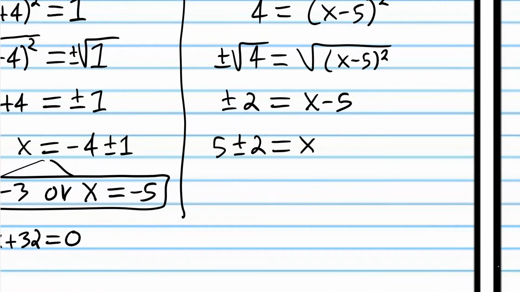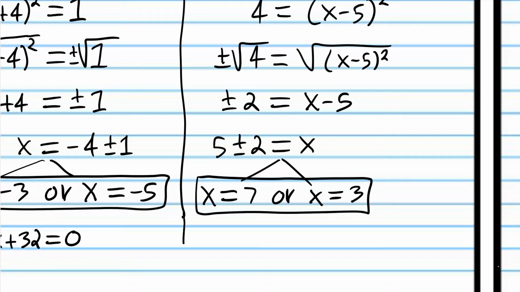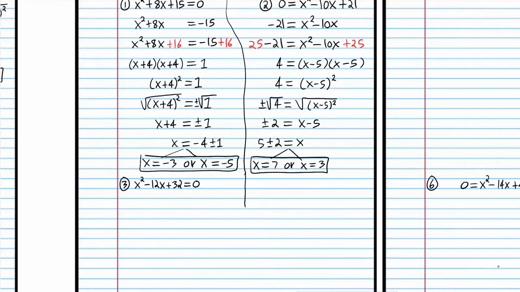And if we assume that 2 is positive, then 5 plus 2 is 7. And if we assume that 2 is negative, 5 minus 2 is 3. So those are the two solutions. So again, this method is called completing the square.